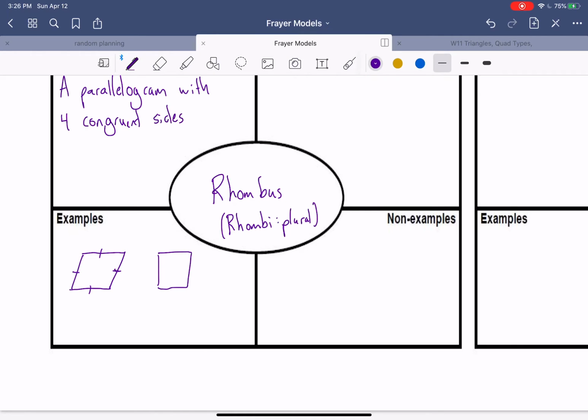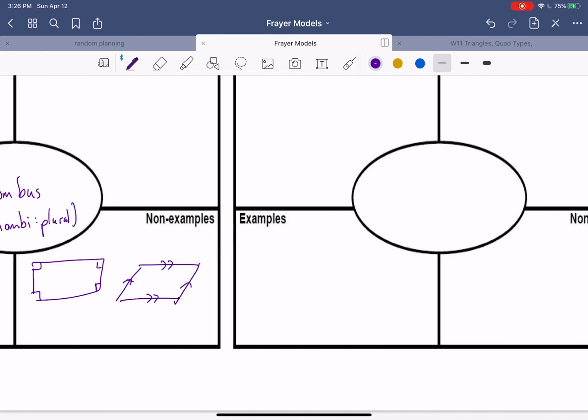And we also have a square, right? Even though it has 4 right angles, it does still have 4 congruent sides. So it is a rhombus. Non-examples would be a rectangle, because clearly those sides are not all the same. Same thing with a parallelogram, right? These are all not the same size, even though they're parallel.